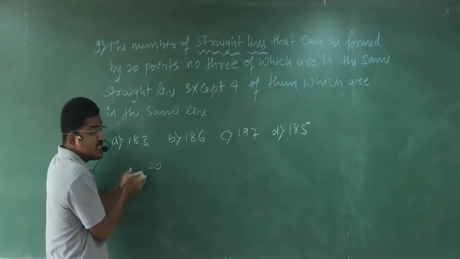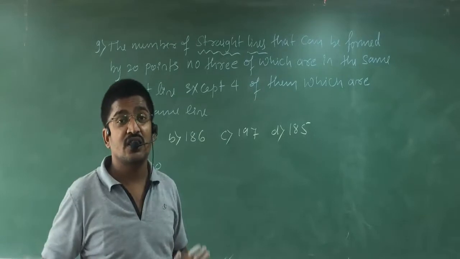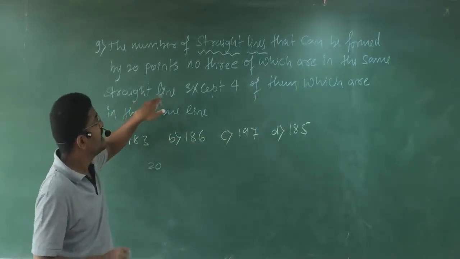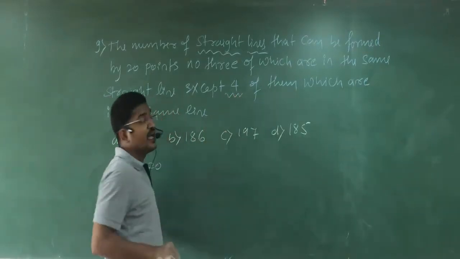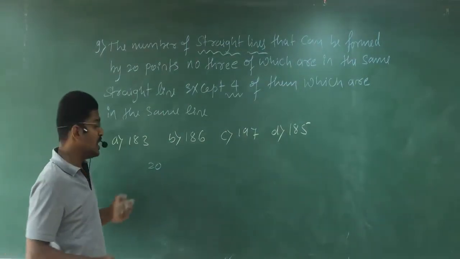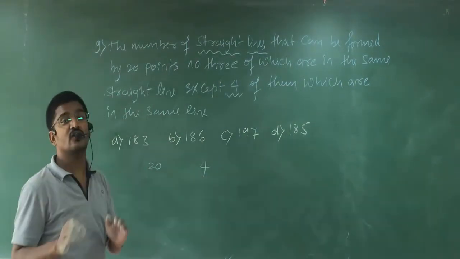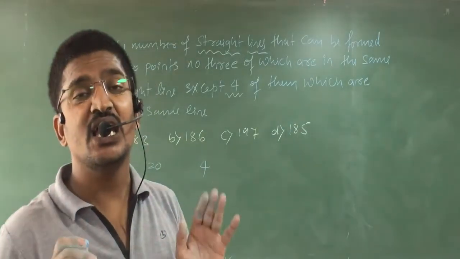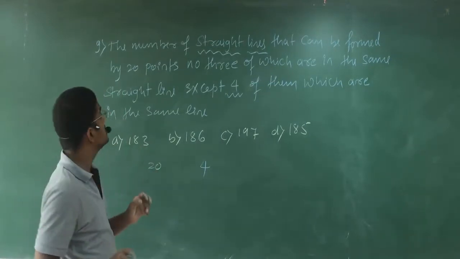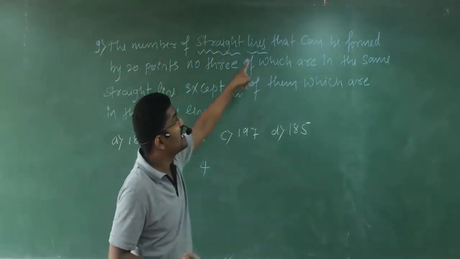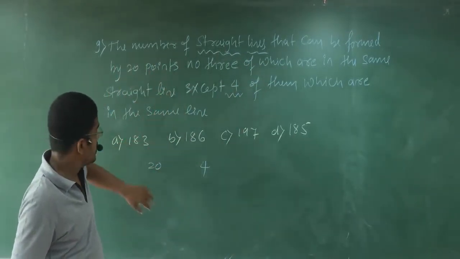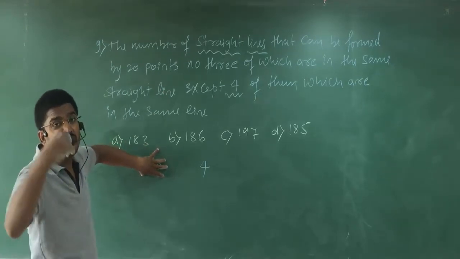That means out of this 20, no points are on the same straight line, except 4. That means out of this 20, 4 points are on the same line. I think you got the problem. Clear? You have to understand the problem carefully. See here, the number of straight lines that can be formed by 20 points. That means from this 20 you have to form the straight lines.